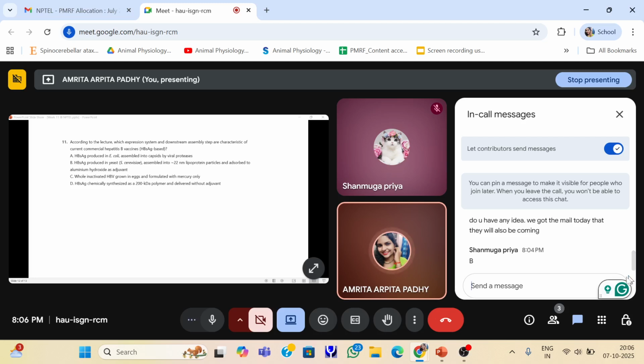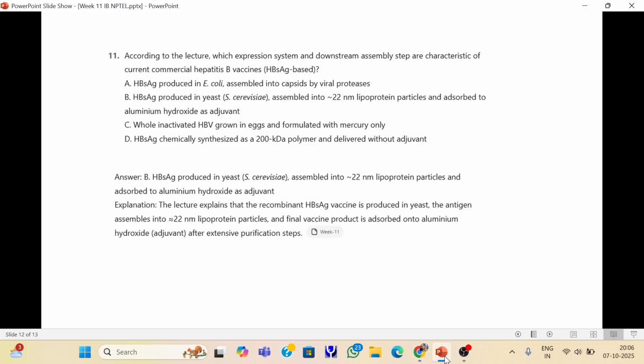Okay, let's see what is the correct answer to this question. It is B. HBsAg, the hepatitis B vaccines produced in yeast Saccharomyces cerevisiae, assembled into nearly 22 nanometer lipoprotein particles and adsorbed to aluminum hydroxide as adjuvant. These are the ones. This expression system and the downstream assembly steps are characteristic of the hepatitis B vaccines. Okay.